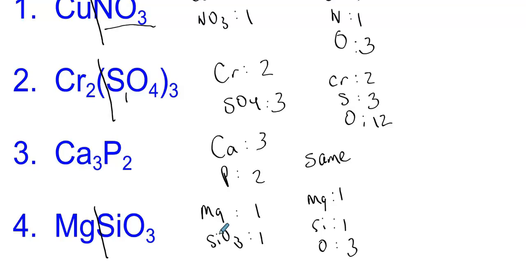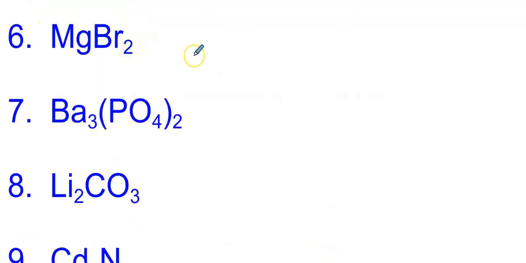I would say 99% of the time, if you have the same polyatomic on both sides, that's going to be the fastest method. However, sometimes we will have to break them down to individual atoms like we did here. So either way could be a method for balancing. So now we're on example 6. Again, we're going to say that we have Mg and Br.